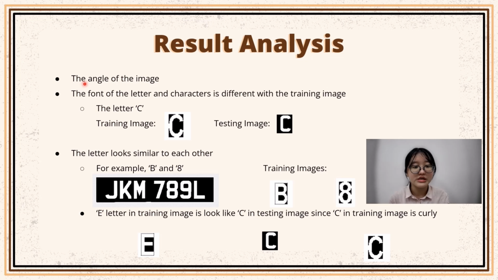It may be because the angle of the image and the font of the letters and characters are different from the training image. In the training image, the tip is curly, but in the testing image it is not curly. And the letters look similar to each other. You can see in this example, this 8 looks like the training image of B. And the next example is the E letter in the testing image looks like C in the training image, since C in the training image is curly.